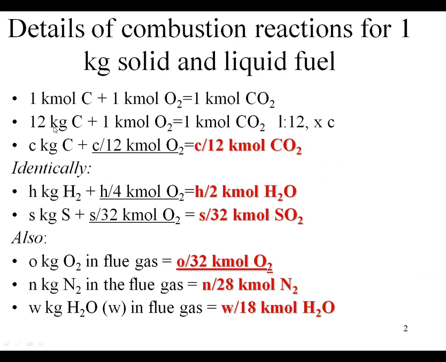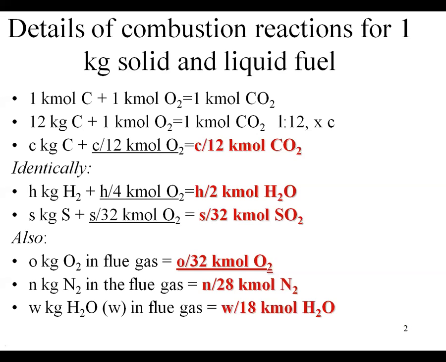So the first line becomes as you see it. Instead of 1 kilomole, we are writing 12 kilograms, yes? And the rest remains. Now we are dividing by 12 and multiplying by C. So the result is what you see here. C kilograms of carbon enter a reaction with C per 12 kilomole of oxygen, and the result is C per 12 kilomole of CO2. This is the needed quantity of oxygen, and this is the needed quantity of CO2 in the flue gas. And this is the used quantity of carbon for each kilogram of fuel.